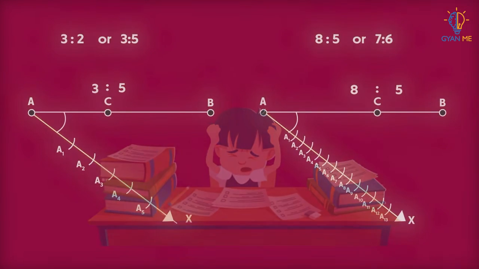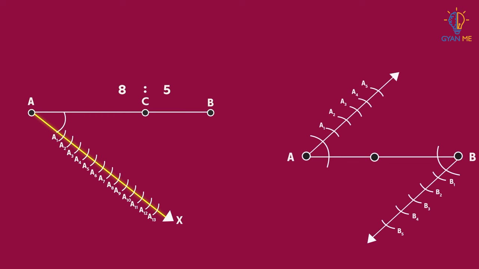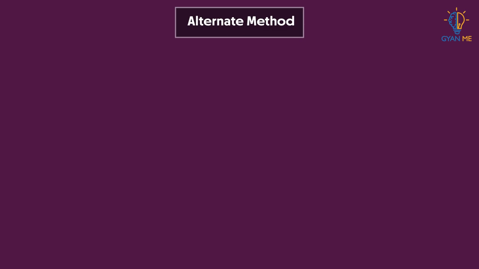So instead of drawing equal segments on one ray, which is our first method, it is easy for us to draw equal segments on two rays, which is today's method. In this method, we draw two parallel rays on either side of the line segment and divide both the rays into segments as per the given ratio. So let's begin with our alternate method.